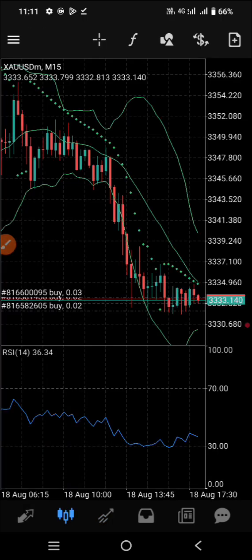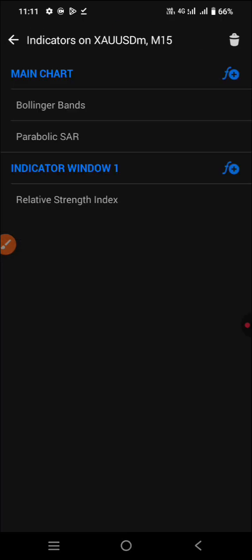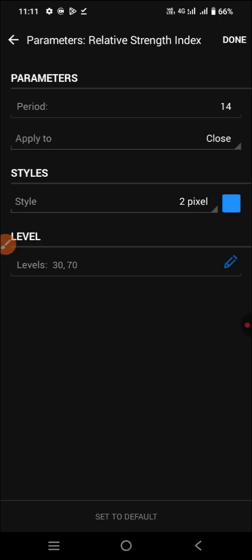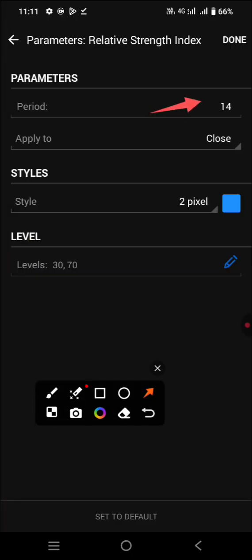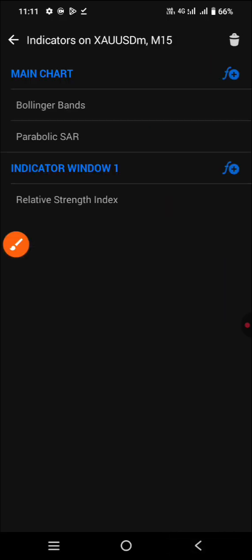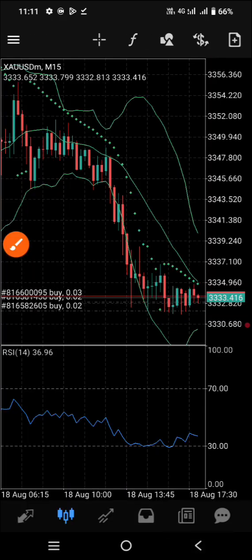Indicator setup: RSI. Click Insert, Indicators, Oscillators, Relative Strength Index. Set period to 14. Add levels at 30 and 70. Apply to close. Click OK. A small RSI window appears below your chart. RSI shows momentum. Below 30 means oversold.